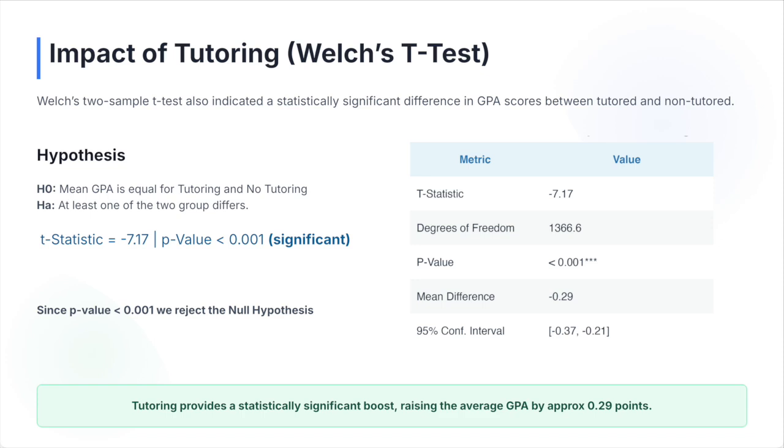And looking at the Welch t-test, because of the large data set, we proceeded with the parametric analysis such as the t-test and the ANOVA, which also indicated a statistically significant difference in GPA scores between tutored and non-tutored students. And the confidence interval for the difference in means was minus 0.37 to minus 0.210, which does not include 0. This also confirms that tutoring is associated with higher GPA.